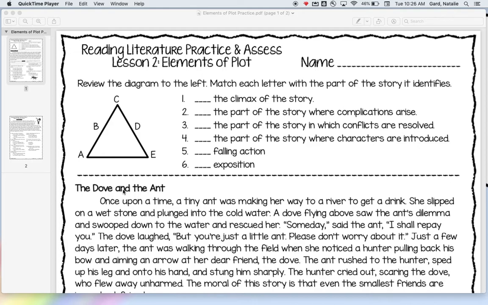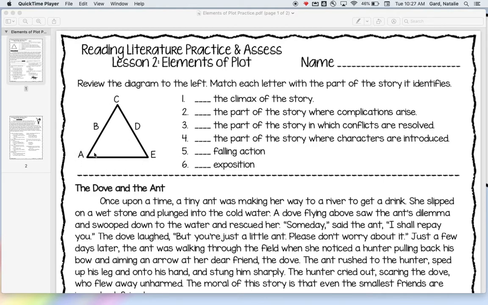All right, so hopefully you've got that all set up and ready. And it's time to go over the answers. So first off, let's look at this plot diagram on the top of the first page. I want to go through the numbers, but I'm not going to go through the numbers in order because I actually want to go in the order of the plot diagram.